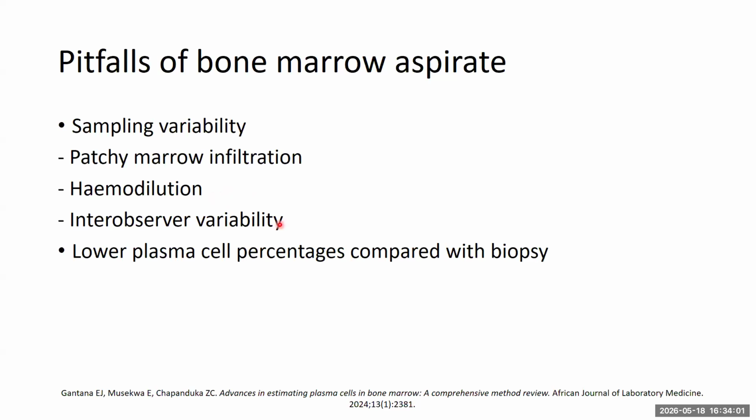And inter-observer variability. Manual morphological estimation of plasma cells depends heavily on observer expertise, but also a few percentages off can also affect the diagnosis. And aspirates tend to yield lower percentages compared to trephine biopsies as a result of poor fallout of plasma cells from particles.